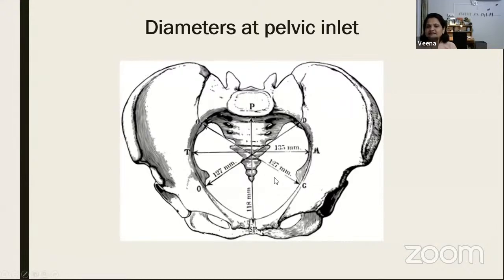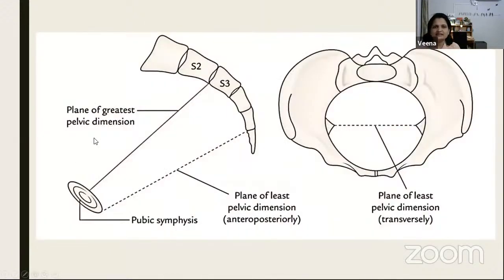How do you remember? Just remember 11, 12, 13. No need to worry too much about the 0.8 and 0.7 and 0.5 and all. At least remember 11, 12, 13. The anteroposterior is the smallest, next is the oblique, and the transverse is the widest. So it's almost like a transversely oval kind of inlet. That is what the diameters of the brim are.